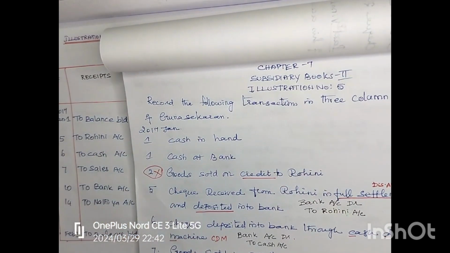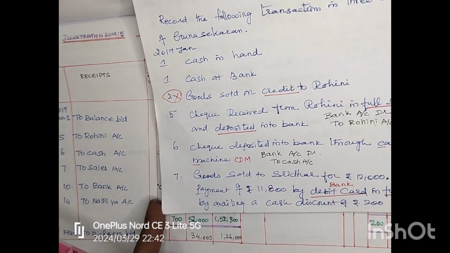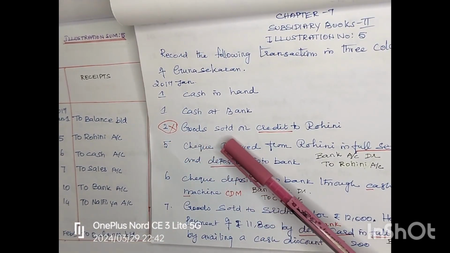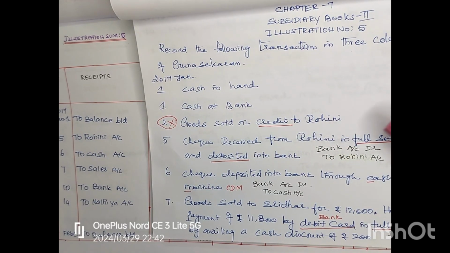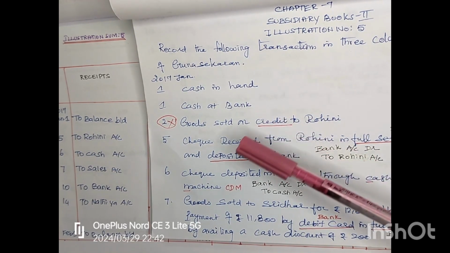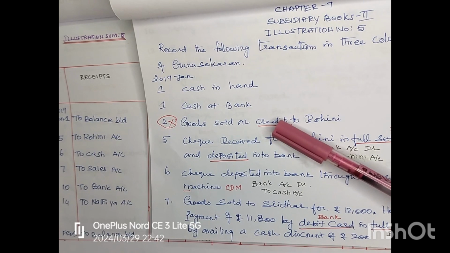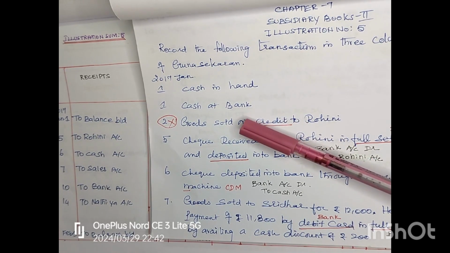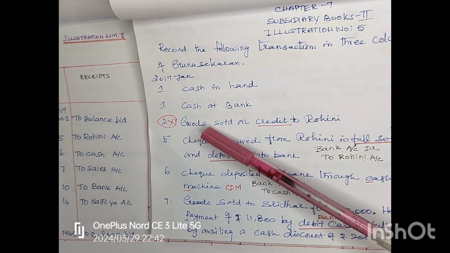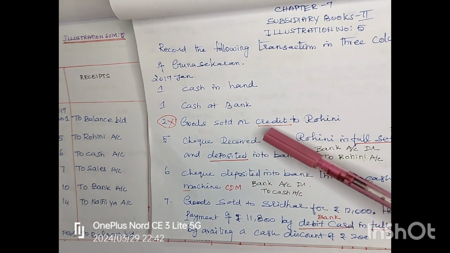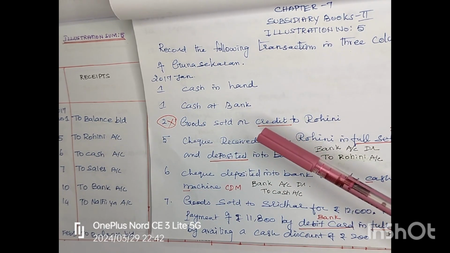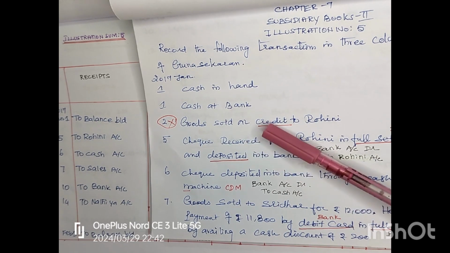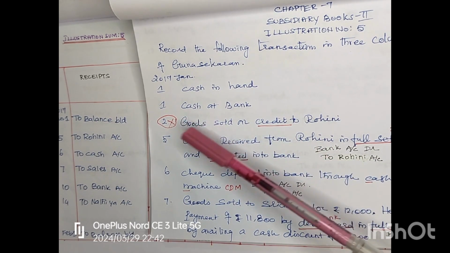The next transaction is January 2, goods sold on credit to Rohini, 15,000 rupees. Listen here, what does this transaction tell us? This transaction clearly tells us this is a credit sales transaction. We never enter credit related transactions in the cash book. So we have to omit this transaction.